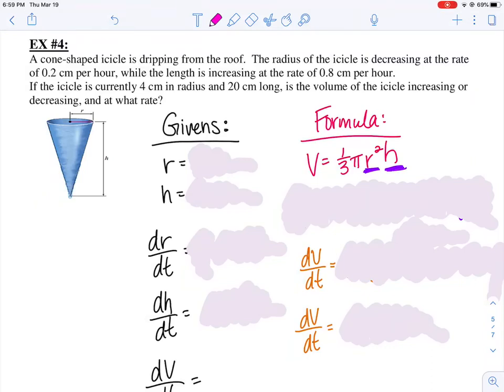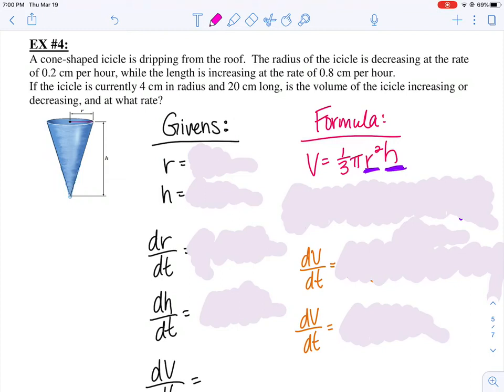Okay, example 4 from 14.5 is about an icicle. I know we don't know what those are in Phoenix here, but it says here, a cone-shaped icicle is dripping from the roof. The radius of the icicle is decreasing at a rate of 0.2 centimeters per hour, while the length is increasing at a rate of 0.8 centimeters per hour. If the icicle is currently 4 centimeters in radius and 20 centimeters long, is the volume of the icicle increasing or decreasing, and at what rate?